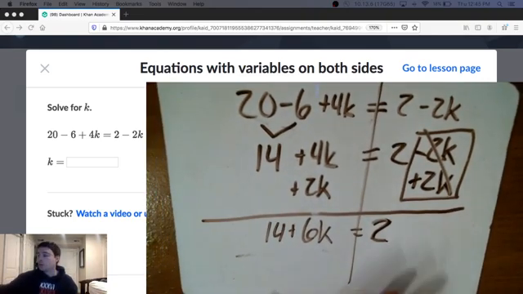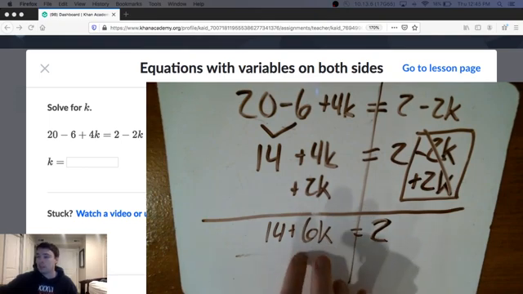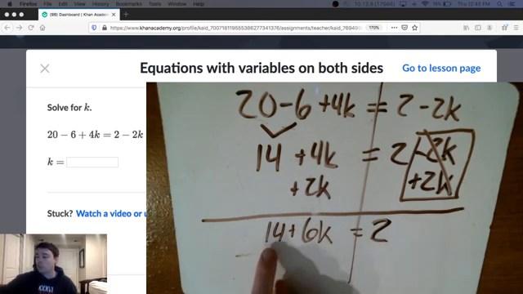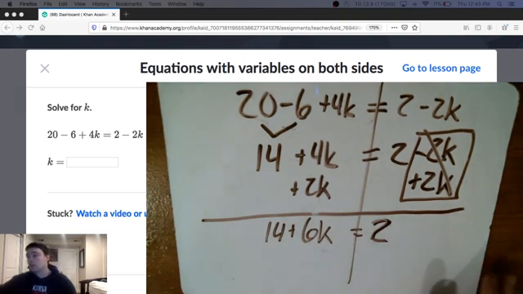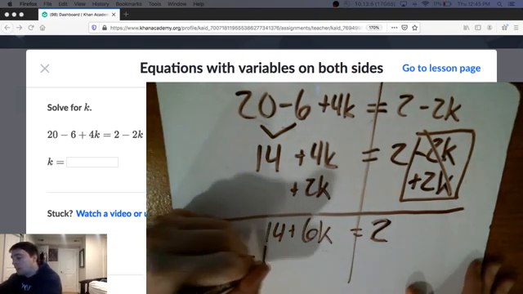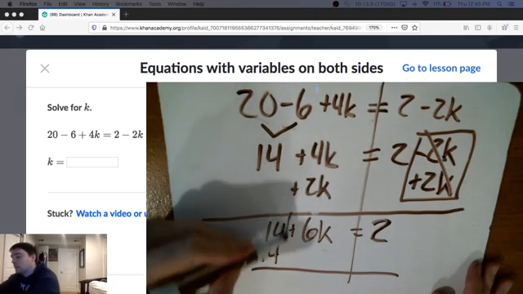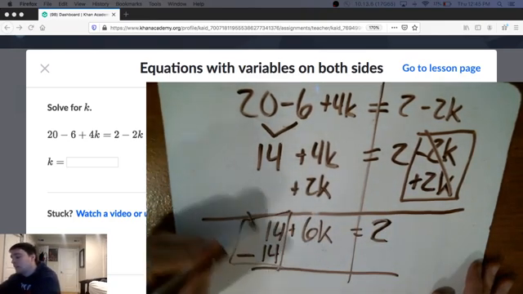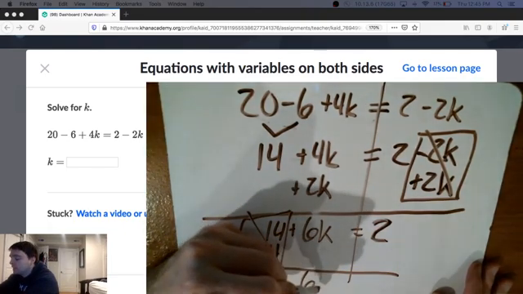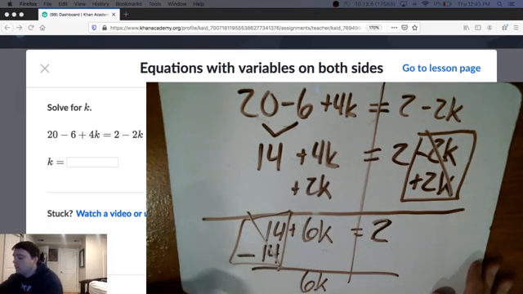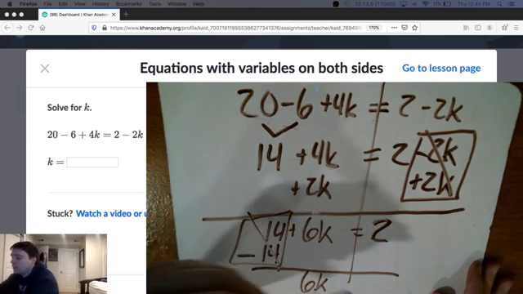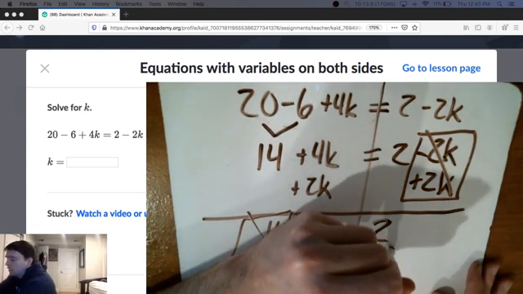Now, you'll notice we've gathered our k terms. The variable term is living on the left side of this equation. So the 14, a constant, a regular number, should not be on the left side of the equation. To get rid of a positive 14, I use a negative 14. 14 minus 14 would cancel out and give us nothing. So that isolates the 6k. But I need to remember to subtract 14 from the right side of the equation as well.